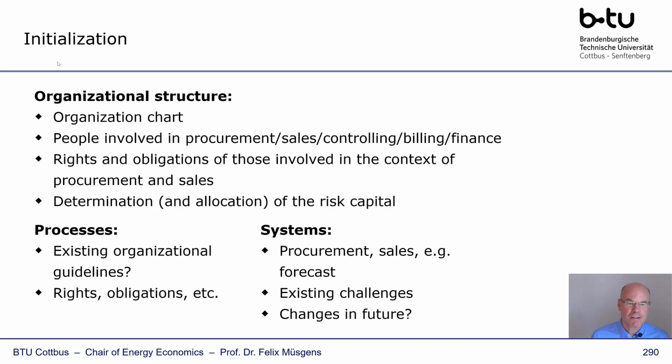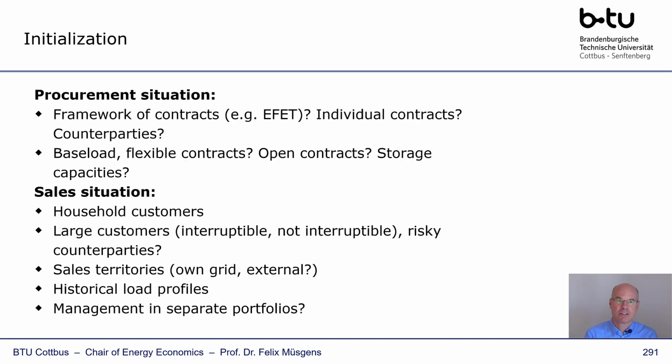Then you look at processes, existing organizational guidelines, what is already in place, who can do what, who has to inform whom, and so on. Rights, who is allowed to do what, obligations, who needs to pass which information, and so on. And then you check the systems in place, procurement, sales, trading systems, existing challenges, and changes in the future. So the status quo is the starting point.